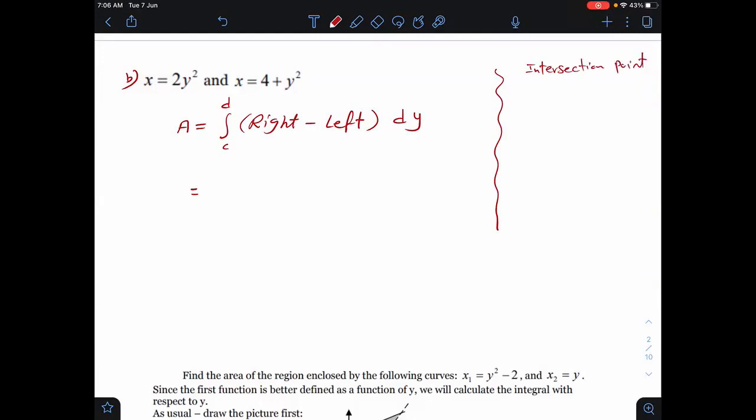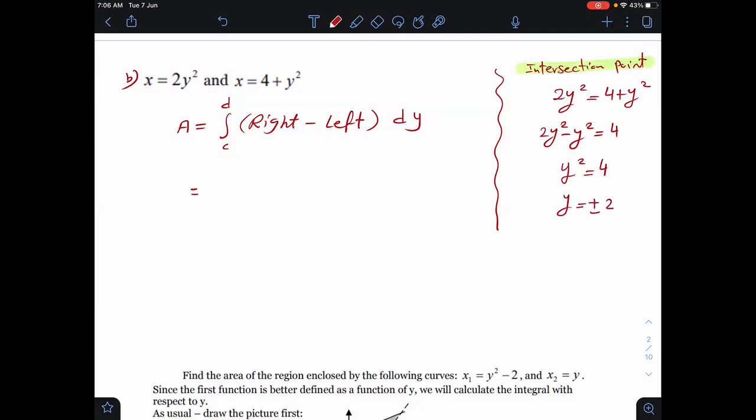How to find the intersection points? Yes, we have to equate the two equations. 2y squared is equal to 4 plus y squared. And then combine like terms, 2y squared minus y squared is equal to 4. So y squared is 4, and now y is positive or negative 2.